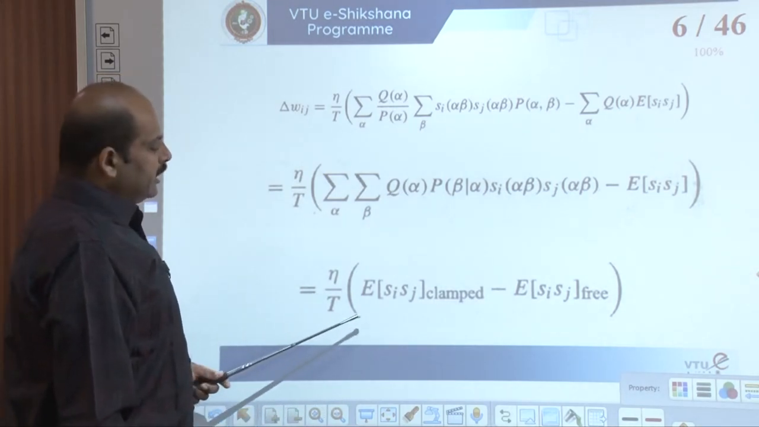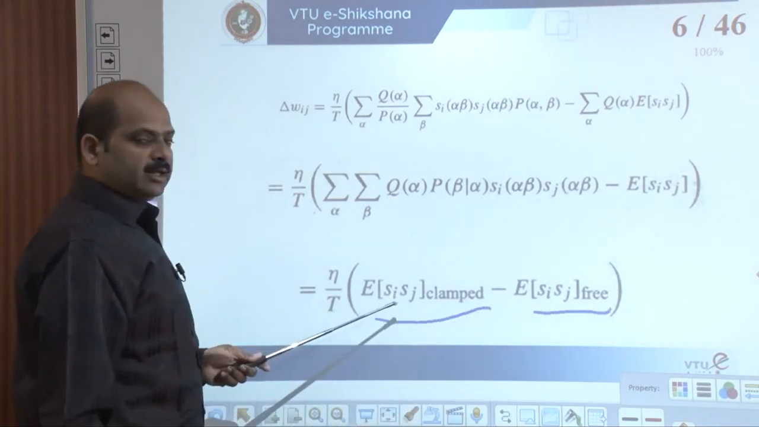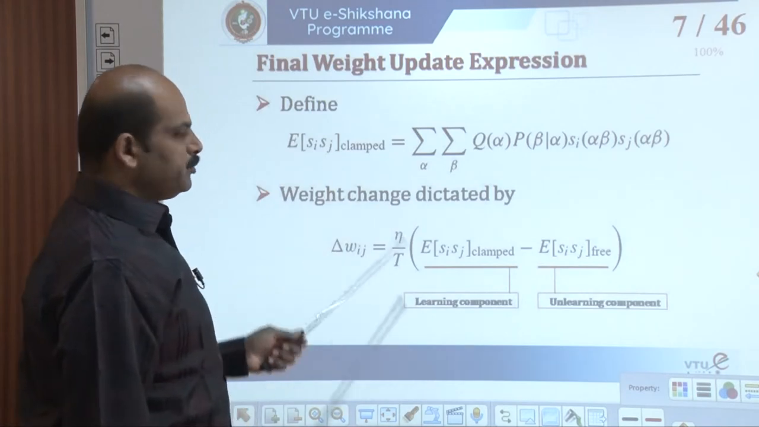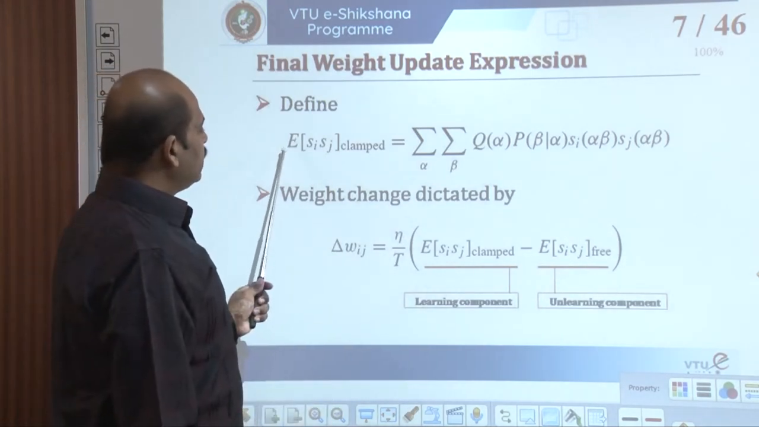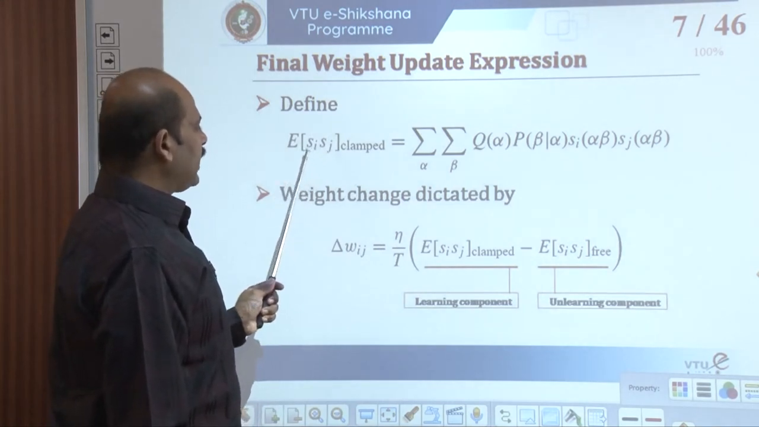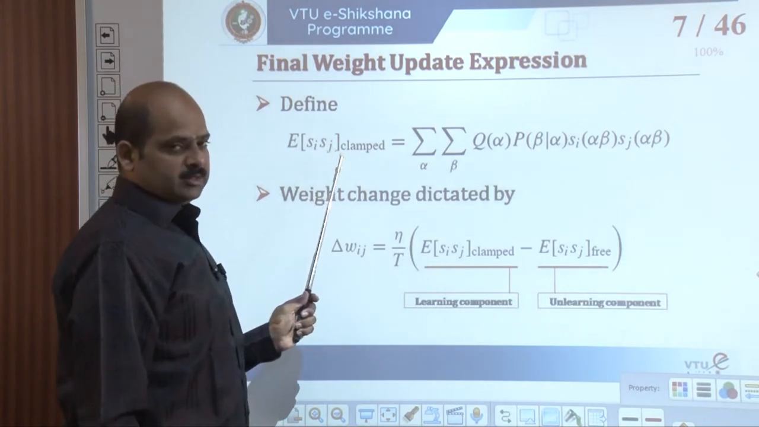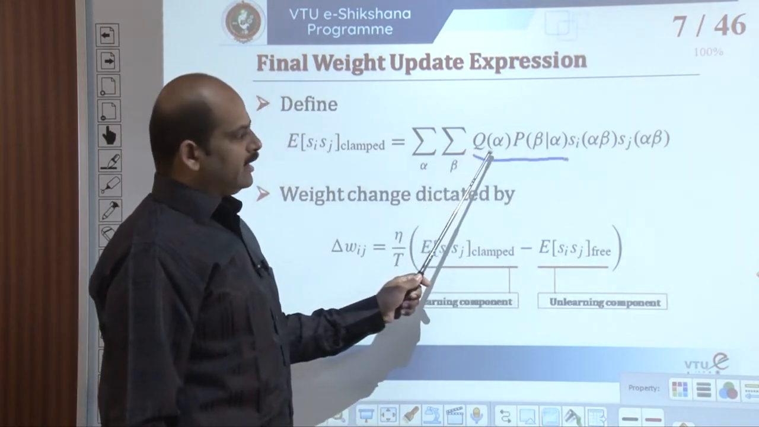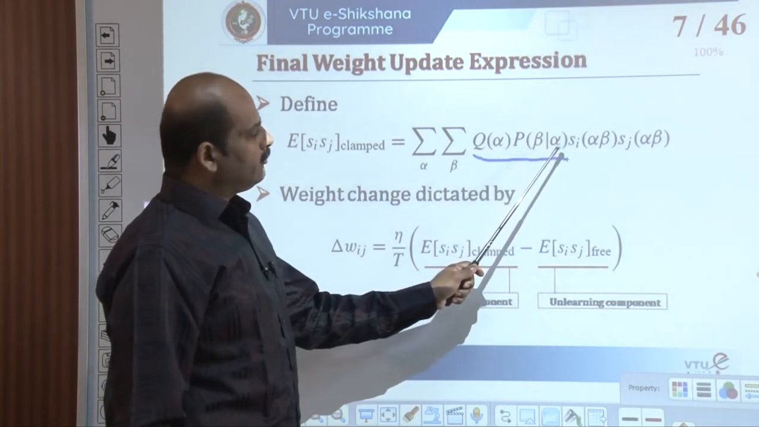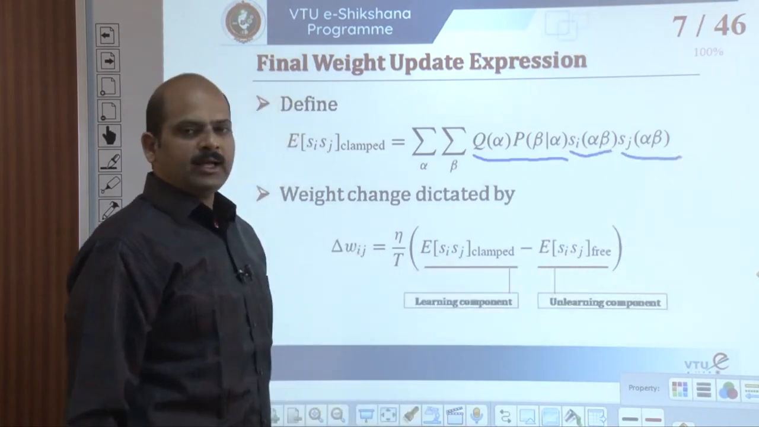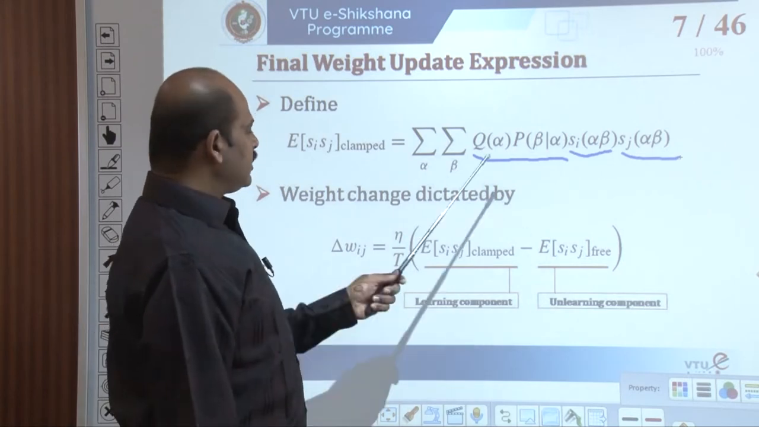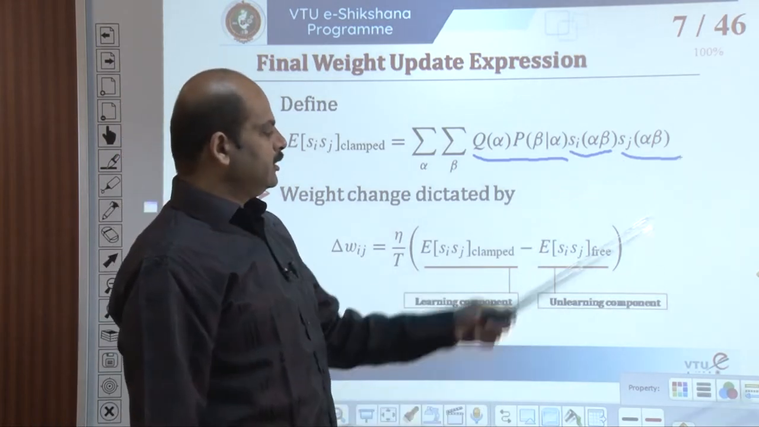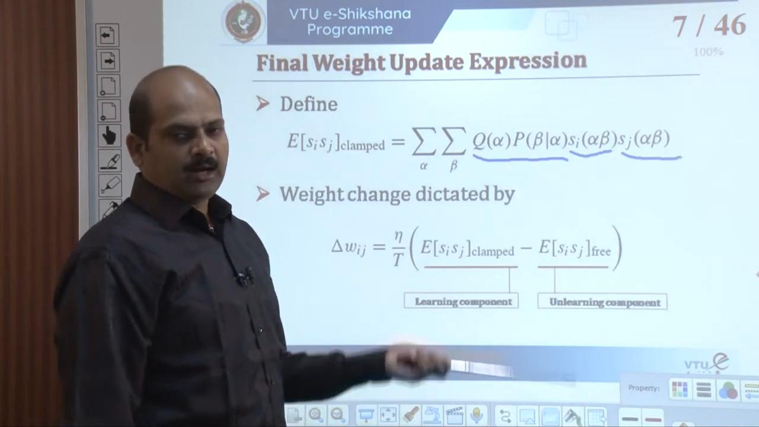This is the clamped value and the free value present in terms of the signal function, which we have defined over here. In this equation, for the clamped energy in the signal function of the ith neuron and the jth neuron of this configuration, we take the summation over alpha and beta, which gives Q of alpha, the probability of beta given alpha, and both signal functions in the ith and jth neuron. This equation defines the correlation of the signals Si and Sj, so the signal correlation is identified here.